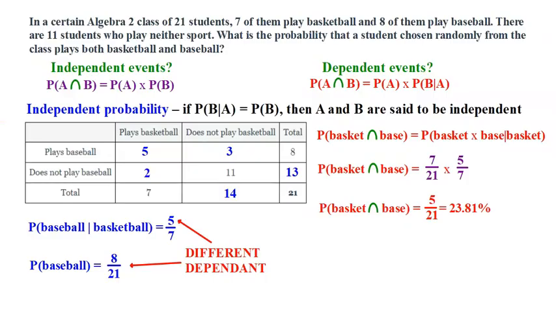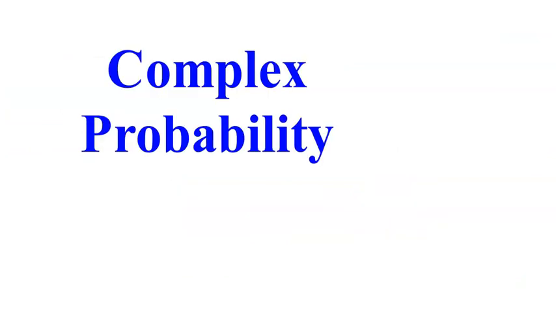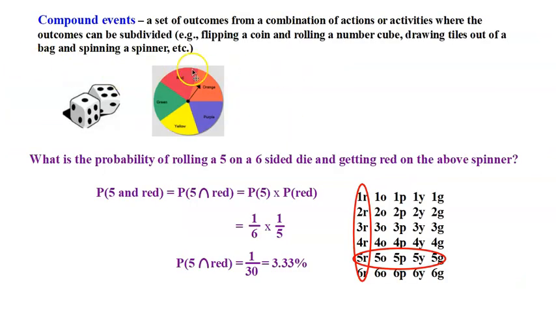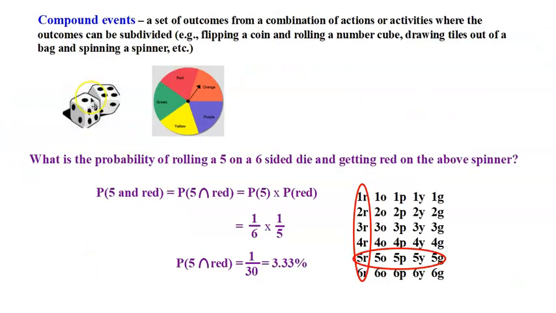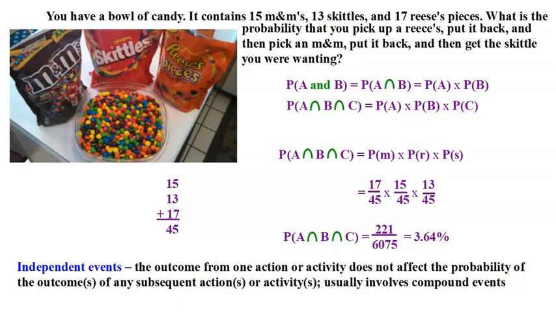All right, so to review, compound events means you're doing more than one thing. You're flipping a coin, rolling a dice, or it could just be rolling 2 dice, or the ever popular picking 3 marbles out of a bag. That's 3 different things. If they are independent events, then the probability of one has nothing to do with the probability of the other, like the dice and the spinner. They have nothing to do with each other. Rolling 1 dice and rolling a second dice has nothing to do with each other.